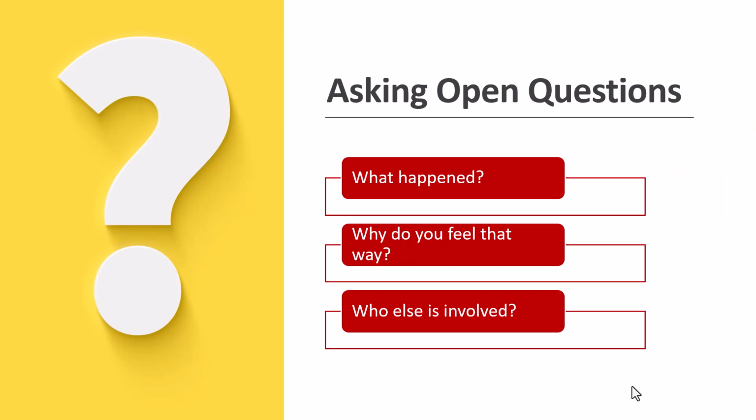Asking open questions. When possible, use the 5 W's or the H to ask a question. Who, what, where, when, why, how. These questions encourage discussion, self-evaluation, and open conversation. Some useful questions for conflict resolution include: what happened?